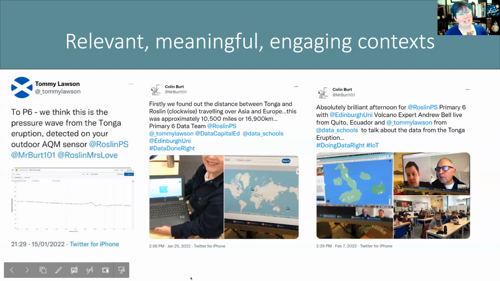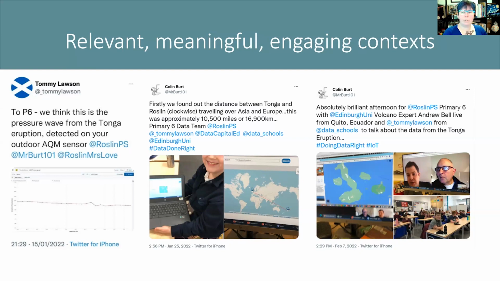We've also got a set of teachers working with us doing Internet of Things resources and looking at data from sensors in their own schools. So that's being installed across Southeast Scotland. But learners have been using this in really interesting ways.